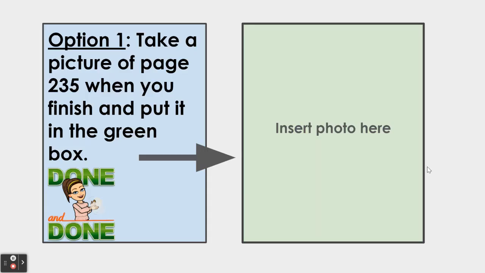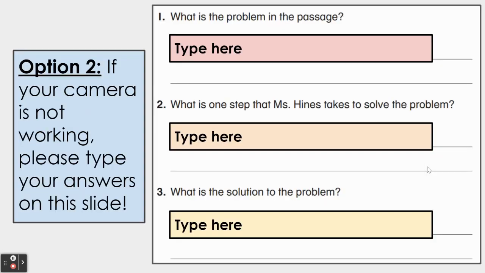When you finish with number 3, make sure you take a picture of this page, page 235, and put it in the green box. If for some reason you're having trouble with your camera, you can always type your answers on the last slide and then click submit.